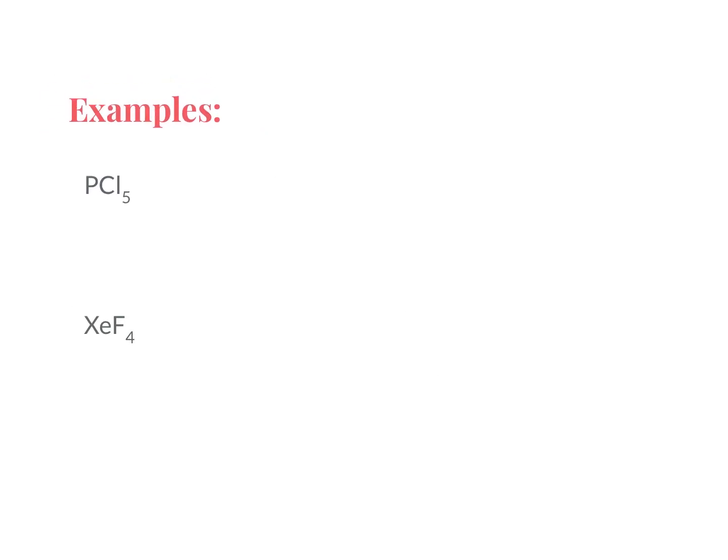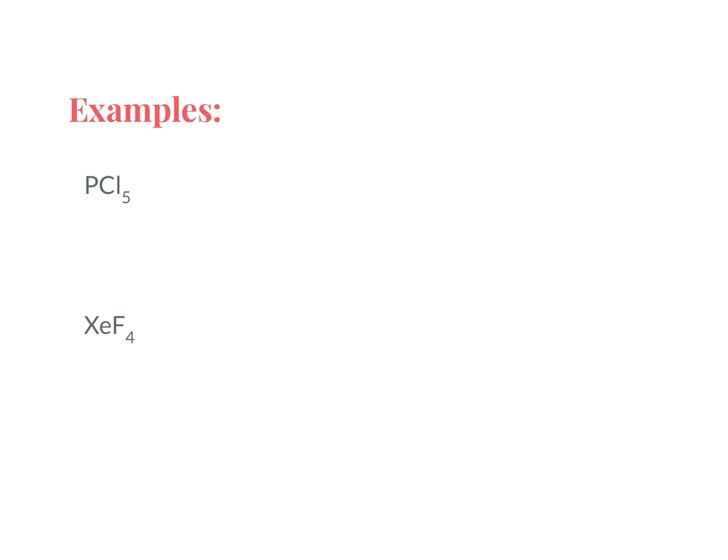So we're going to do these 2 examples together. They're both different, and they're both going to represent the pattern. So how do we know if the octet gets expanded? Should you do these 2 with me? Yes. Our first one is PCl5.